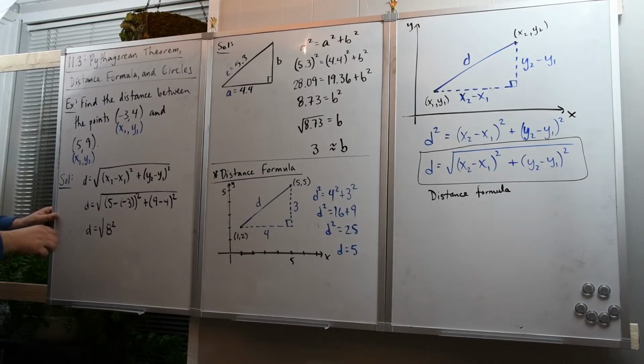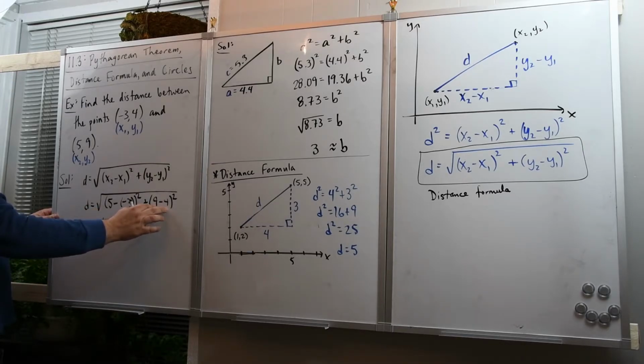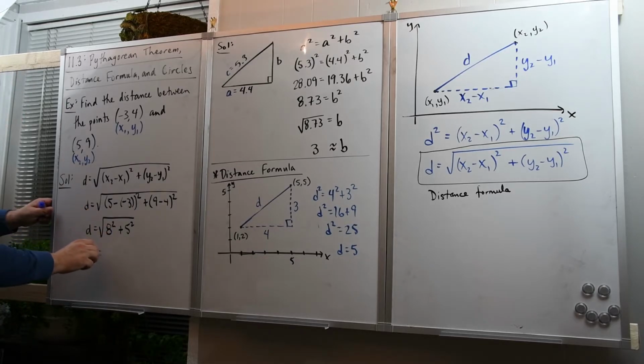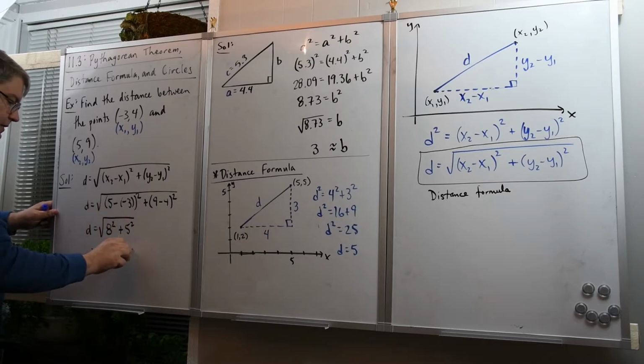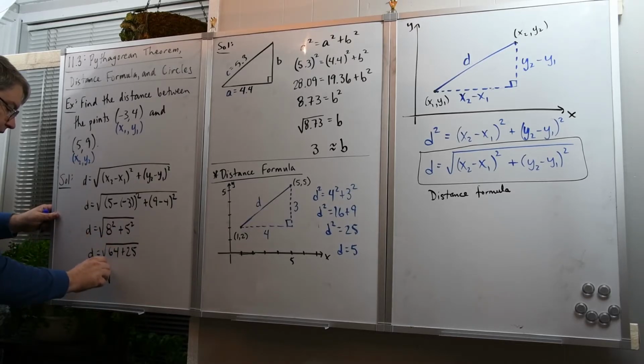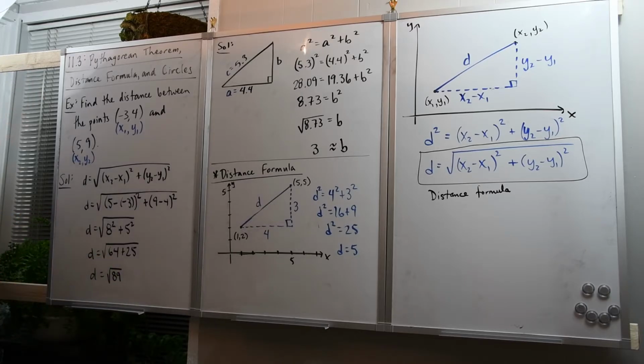So D is going to be the square root of 8 squared plus, and then 9 minus 4 gives us 5, so we'll have 5 squared. And now 8 squared is the same thing as 64. 5 squared, same thing as 25. So underneath the radical, we now have 64 plus 25, same thing as 89, which means that the distance is equal to the square root of 89.